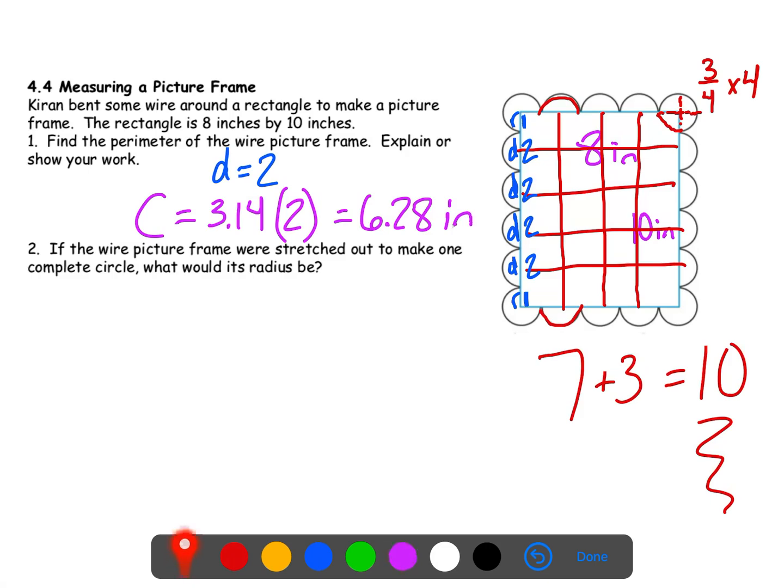Remember, we are finding the perimeter of the wire picture frame. So that was all of these partial circles going around. Remember, we got a total of 10 of those complete circles. So really, I need 10 of these circumferences. That's easy math because that's just moving decimal places and place values around. So getting 10 times greater here is going to make 6.28 into 62.8 inches total. Now that would be the perimeter of the wire picture frame.